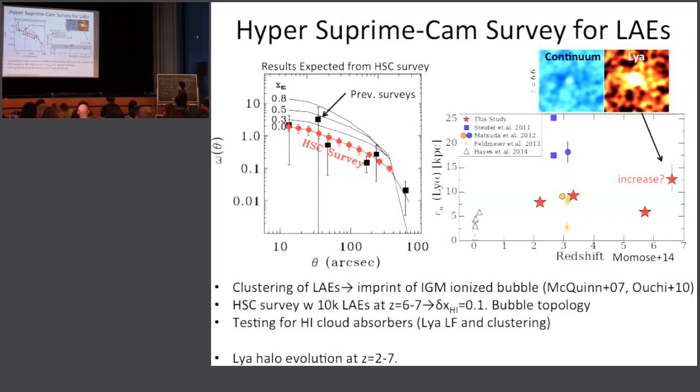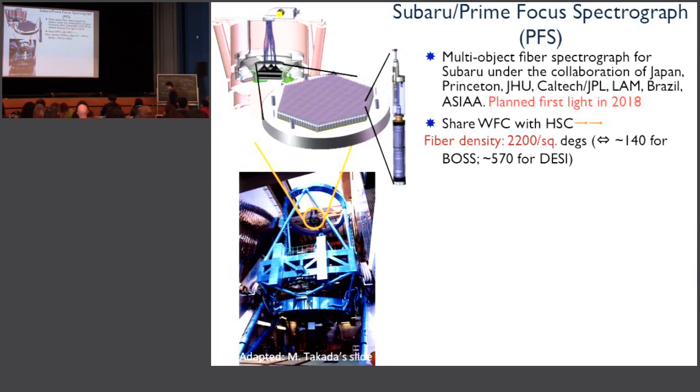Another interesting feature of the HSC survey is to look at the diffuse Lyman-alpha halos by stacking a lot of Lyman-alpha emitters. As I said, the evolution of the diffuse Lyman-alpha halo scale length is about constant from redshift 2 to 6. But there's a possible increase at redshift 6.6. But it's quite uncertain. We can test this with the Subaru HSC data. You may think that the Subaru HSC data is just images, so it is not extremely complete.